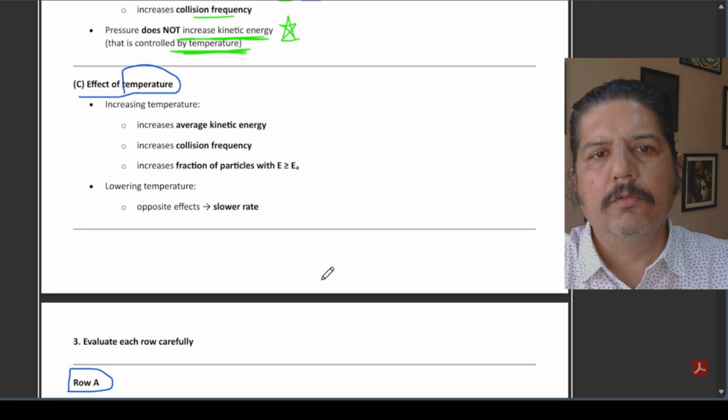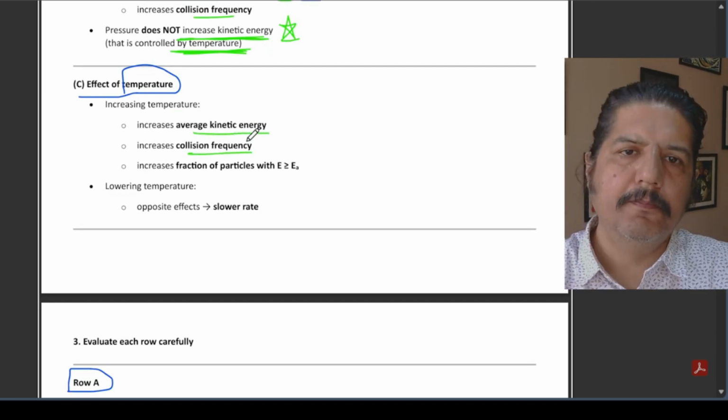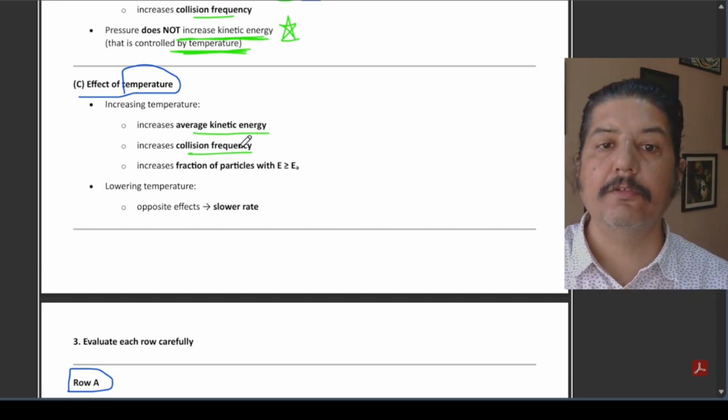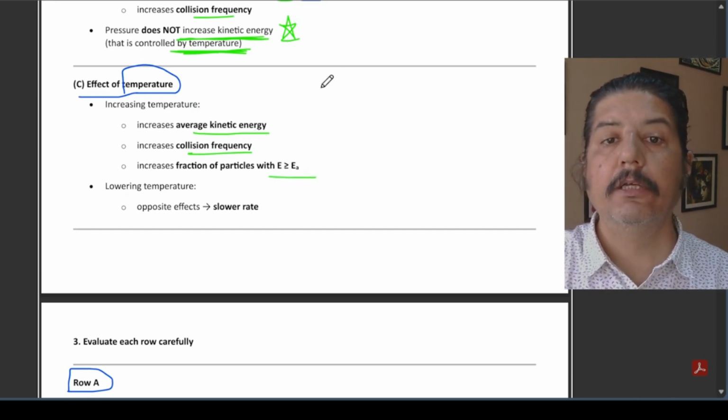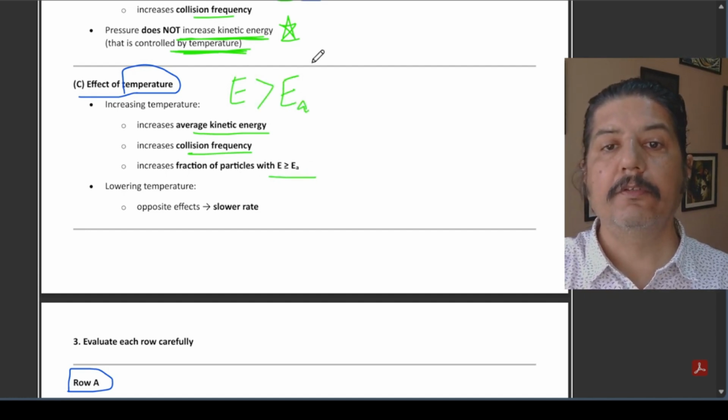Remember that. So what does the effect of temperature do? It increases the average kinetic energy, and of course, it increases the collision frequency. It also increases the fraction of particles with energy greater than activation energy. This is another thing that you need to understand when you are discussing the effect of temperature.